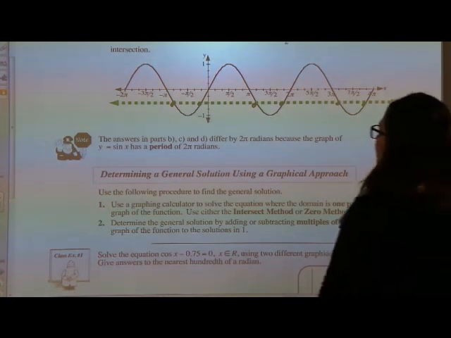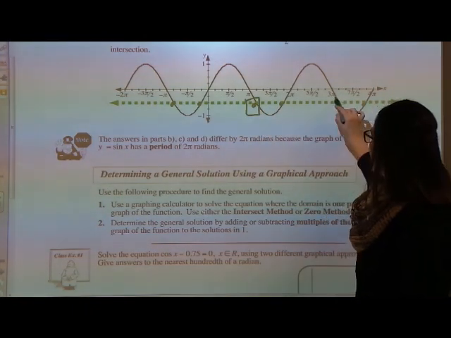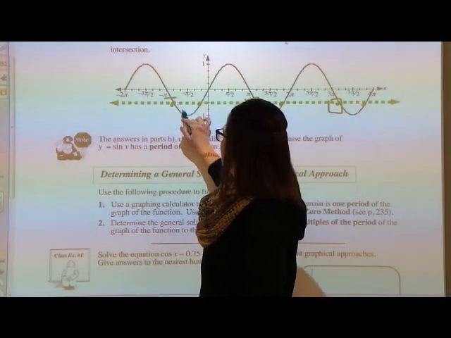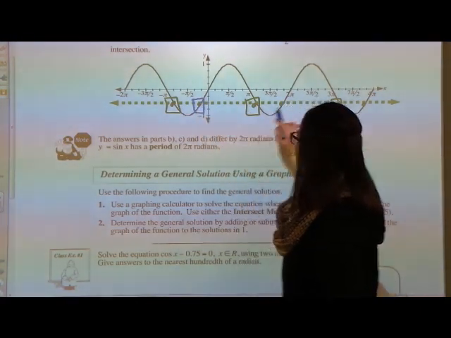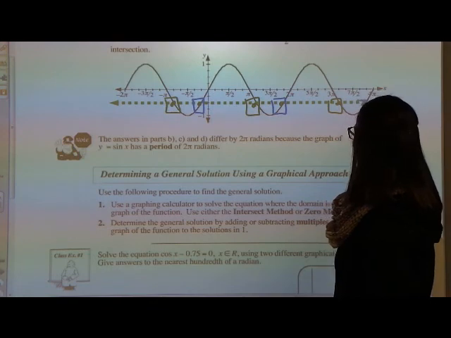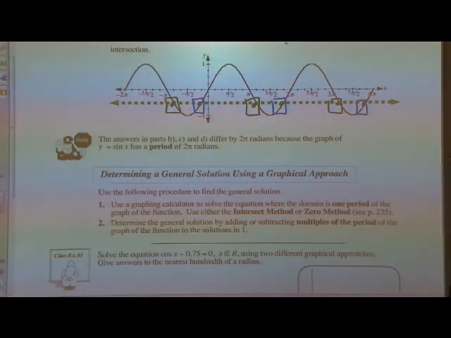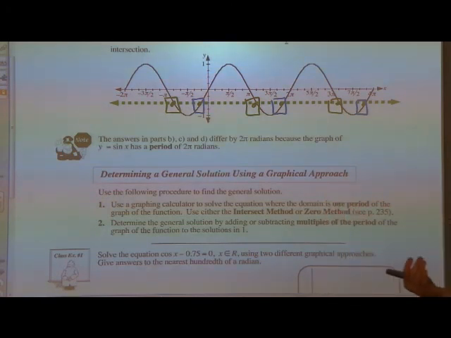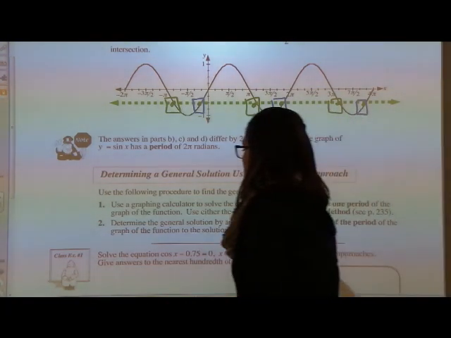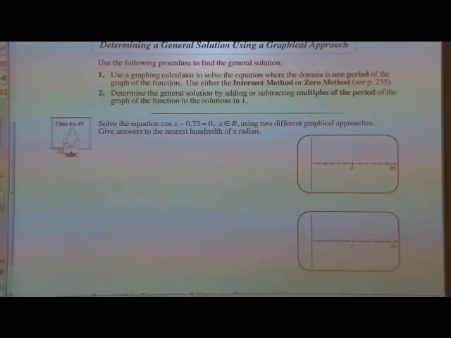Now, the reason why these answers differ, there's my first set, and here's my second set. The reason why they differ by 2 pi is because that's the period of sine. So every 2 pi, that sine graph repeats itself. Okay? So then we've got a graphical approach to finding the general solution.